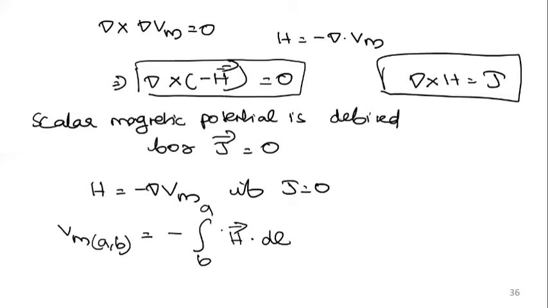Okay, that is current density is equal to 0. That is, a permanent magnet or the current carrying element is very small. Current density equal to 0.